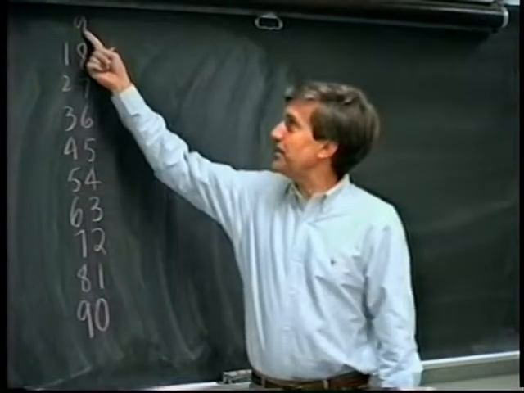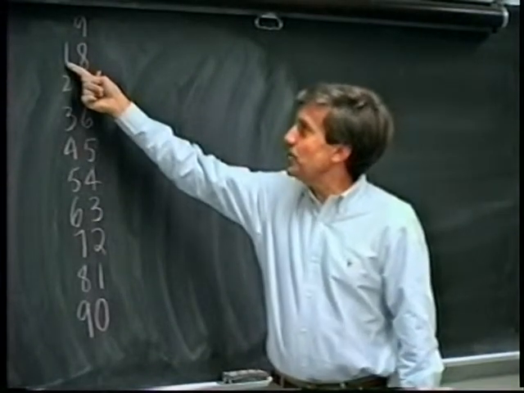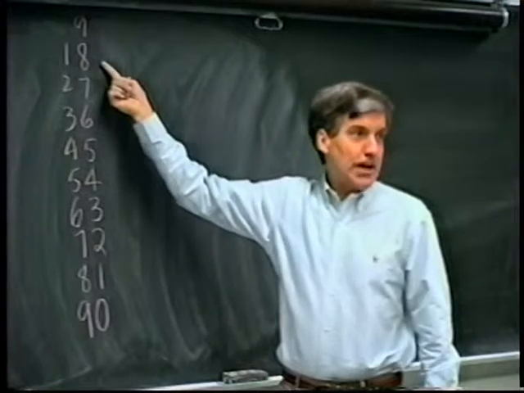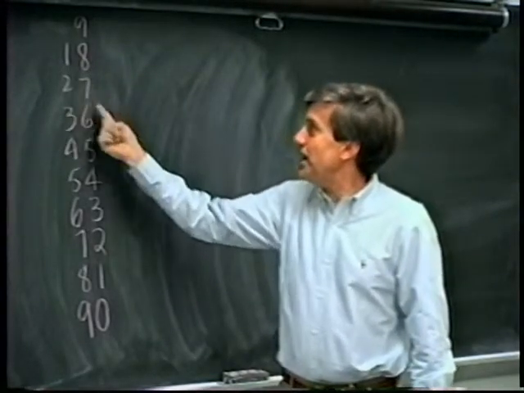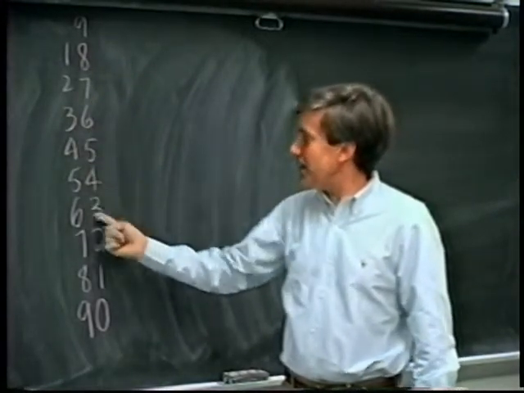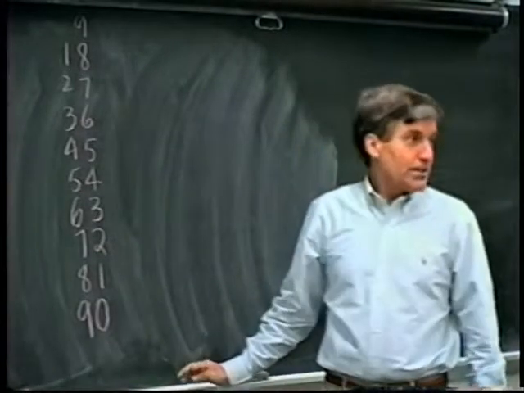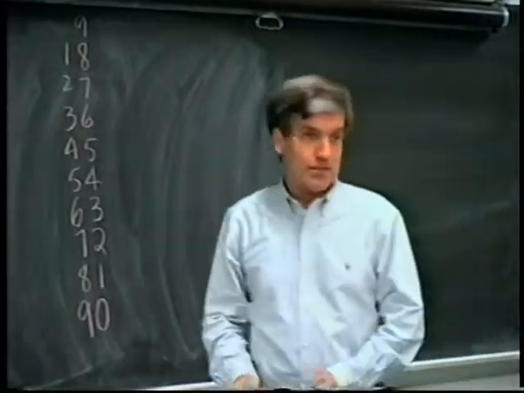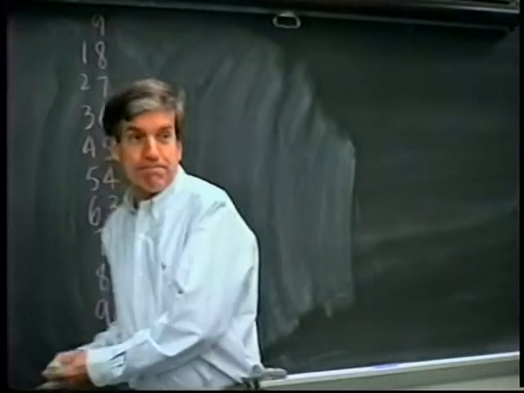And notice about the multiples of 9, what's the sum of the digits every time? 9, 9, 9, 9, 9, 9, 9, 9, 9. Okay? Sum of the digits is always 9. Okay? Any questions on that? All right?